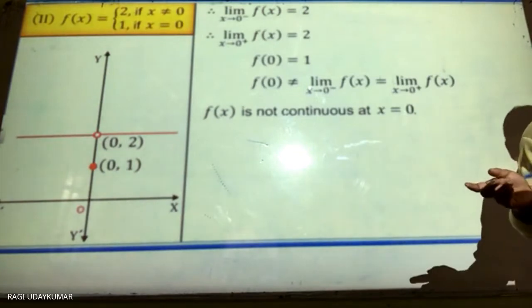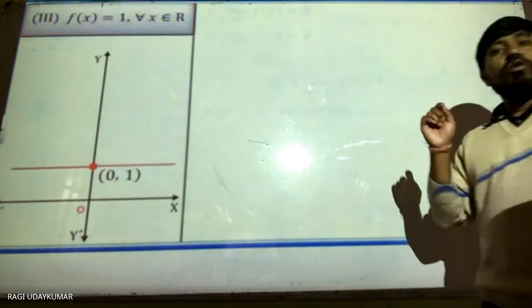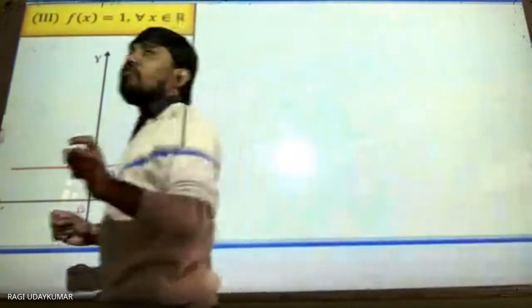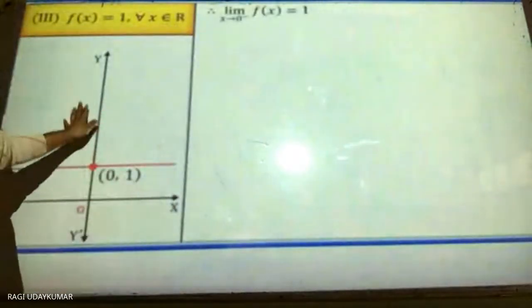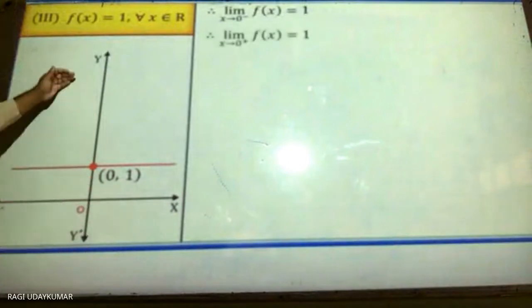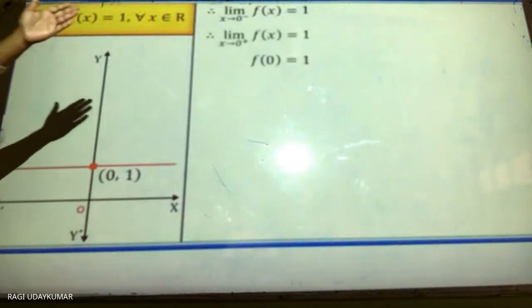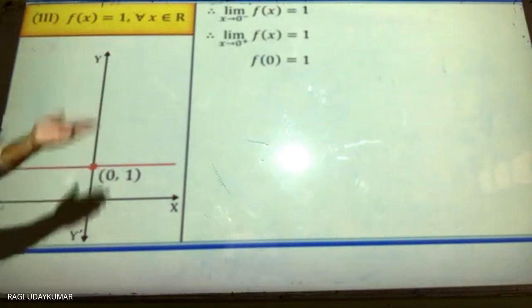In this situation, the limit exists, but it is not equal to the function value, whatever value is given to you. So that's why you can say that in that situation also it is not continuous. Coming to the third part, the left hand limit is equal, because it is for all x belonging to R.